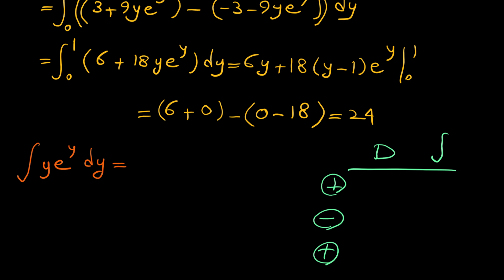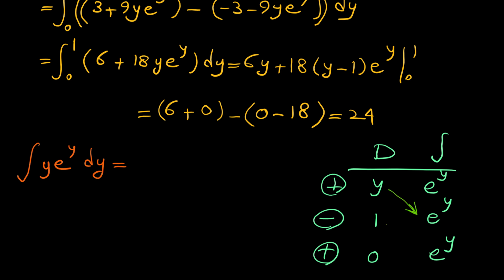In the derivative part, we put y, and we take the derivative of y. The derivative of y is 1, the derivative of 1 is 0. And in the integral part, we put the other function, e to the y. The integral of e to the y is e to the y, and the integral of e to the y again is e to the y.